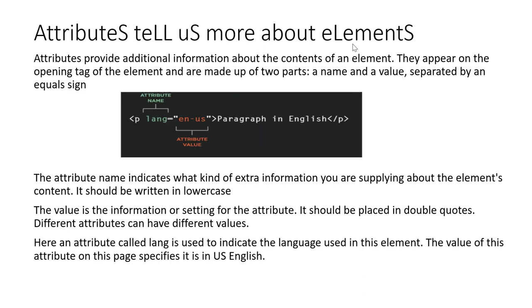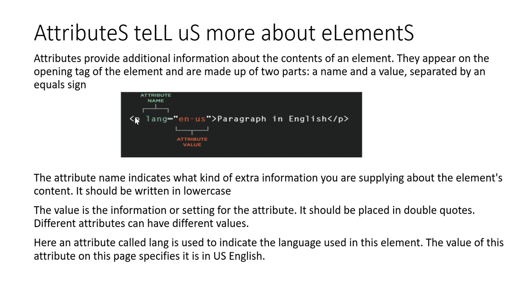Attributes tell us more about elements. Attributes provide additional information about the content of elements. They help to control the behavior of elements. They are found in the opening tag of the element and are made up of two parts, a name and a value separated by an equal sign.